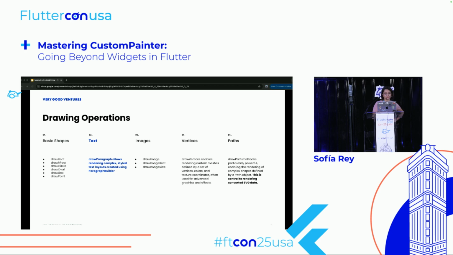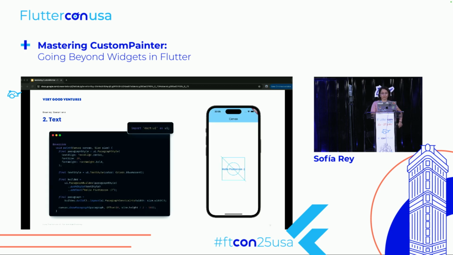Then we have the text. So for text, you would typically use the text widget. This is only useful if you're already painting on a canvas, and it's more efficient to basically just draw the text instead of plugging an extra widget into the widget tree. Yeah, it's only for that case. Otherwise, you should use text widget or rich text in case you want more control. This is closer to what Flutter does under the hood when using a text widget.